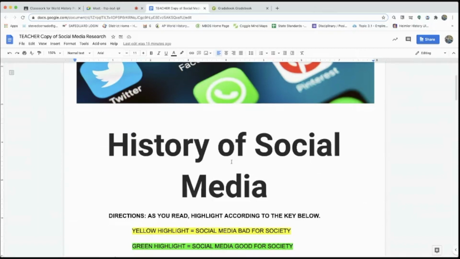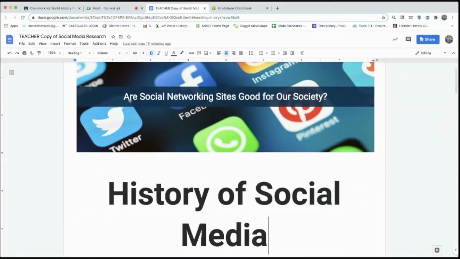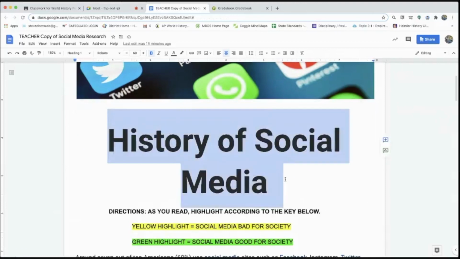All right, your screen should have my history of social media page on the left, and on the right should be your page, history of social media. I'm going to do a small part to show you how, and then you do the rest of the entire document yourself. So here we are. Is social networking good for our society? And this is the history of social media.